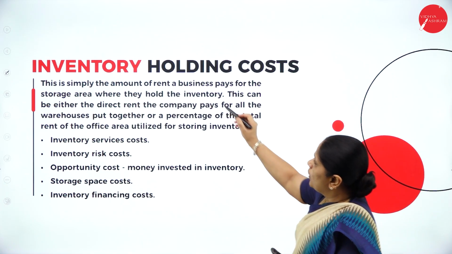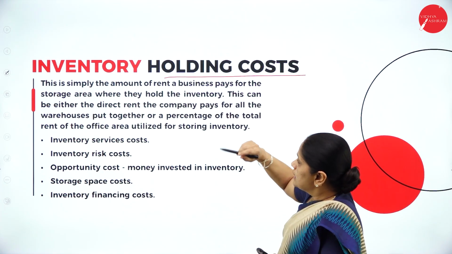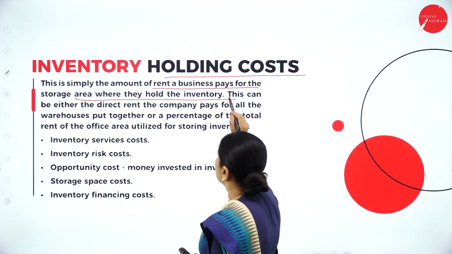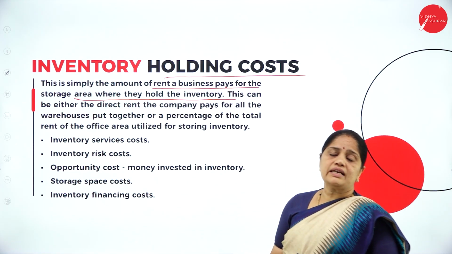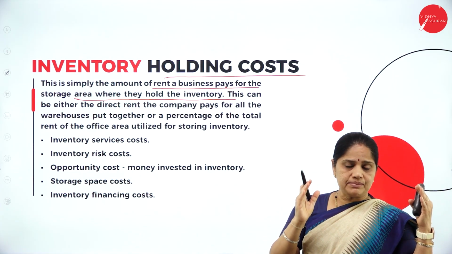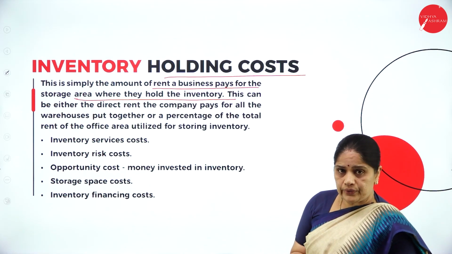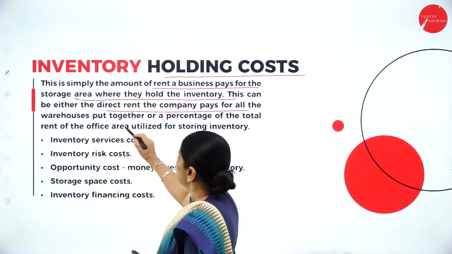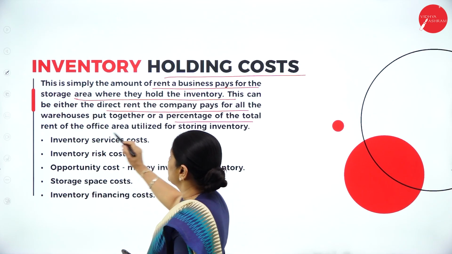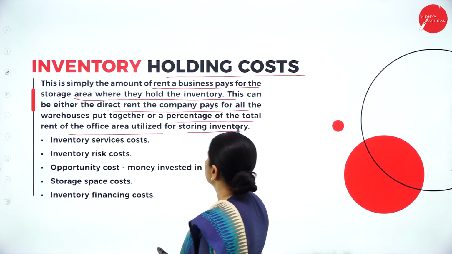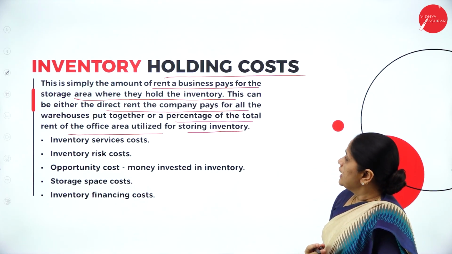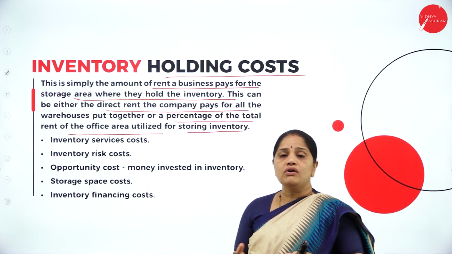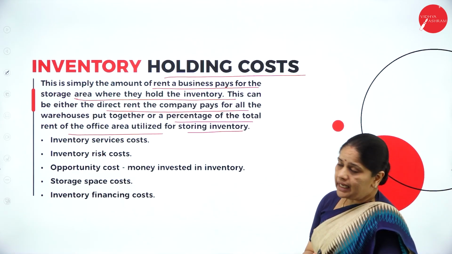Next, we have the holding cost, the inventory holding cost. This is simply the amount of rent a business pays for the storage area where they hold the inventory. So wherever they hold the inventory, the entire building rent, whatever the business is paying, that will be included in the holding cost. This can be either the direct rent the company pays for all the warehouses put together, or a percentage of the total rent of the office area utilized for storing inventory.